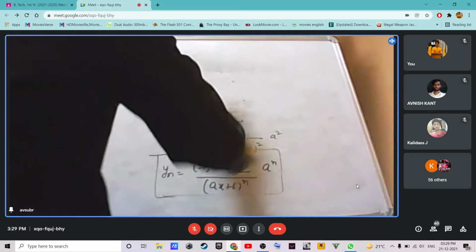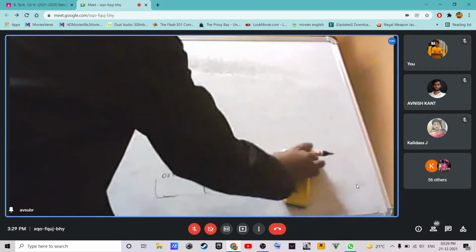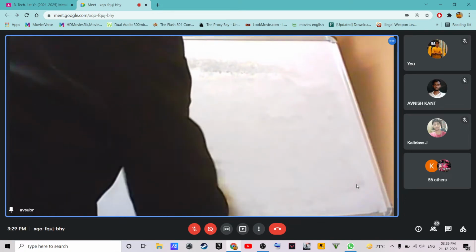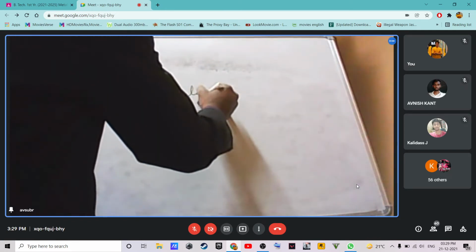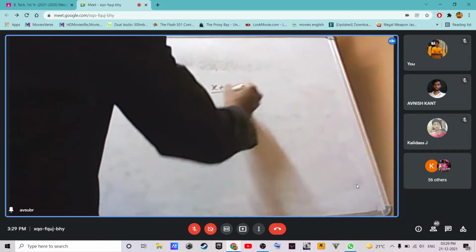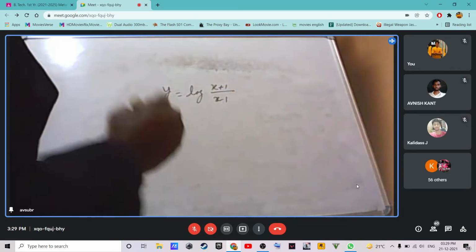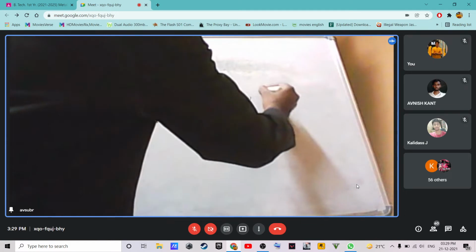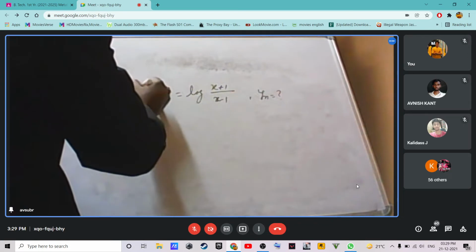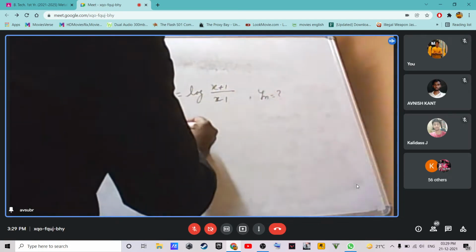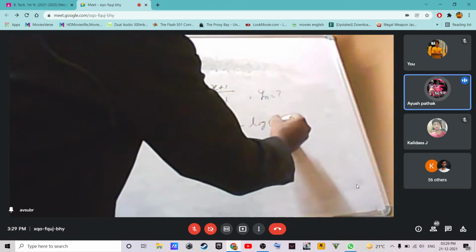So let us take an example of this. y equal to log of x plus 1 by x minus 1. Let us solve it. How can we solve it? We have to find out nth derivative of this, means we have to find out yn. What is y? So how can we solve? Log of x plus 1 minus log of x minus 1, log A minus log B.